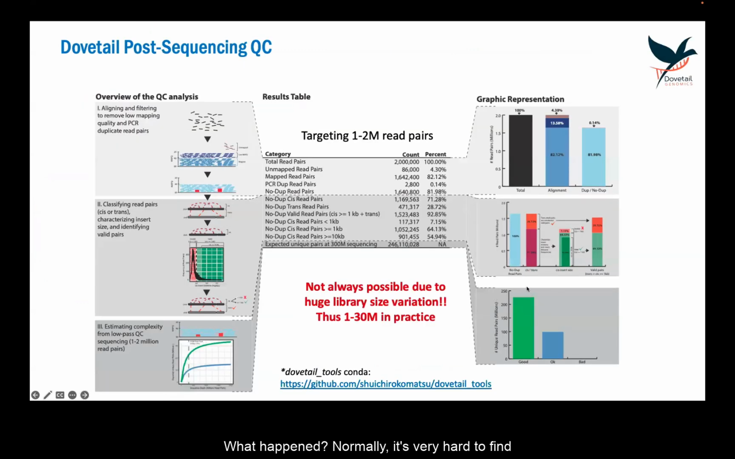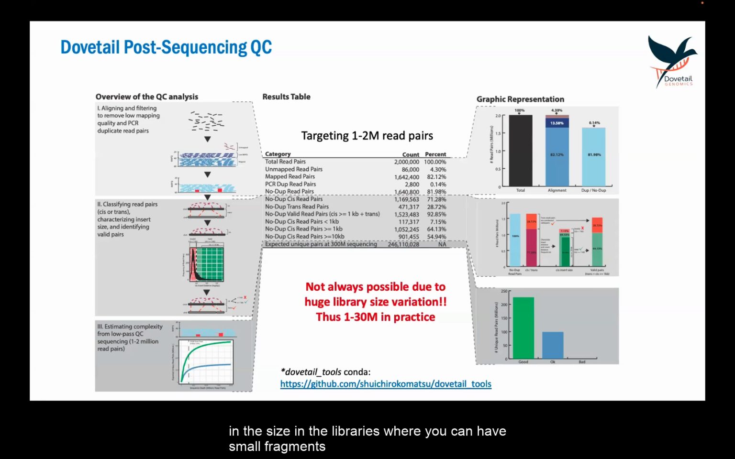What happens is that normally it's very hard to fine-tune the number of million reads due to the huge variation in the size of the libraries, where you can have small fragments and fragments up to 15 KB, maybe, in your library. And then to estimate the molarity and run it on the NovaSeq seems to be a problem. So we see a huge variation. Something that I should have thought of before, but we can fix this just by downsampling the number of reads when we have too many.